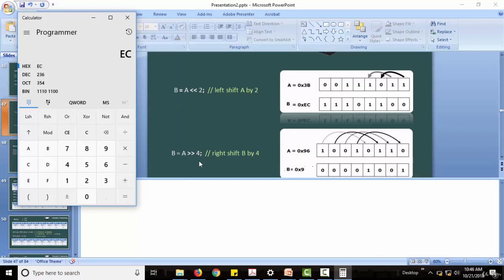And the right shift operation means you are dividing number A by 2 to the power of the number of bits. That means 2 to the power 4 is 16. Hence we are dividing the register or variable content A by 16. The register content of A is 0x96. Now I have to divide it by 16. So the result is 9. So this is how you can verify.